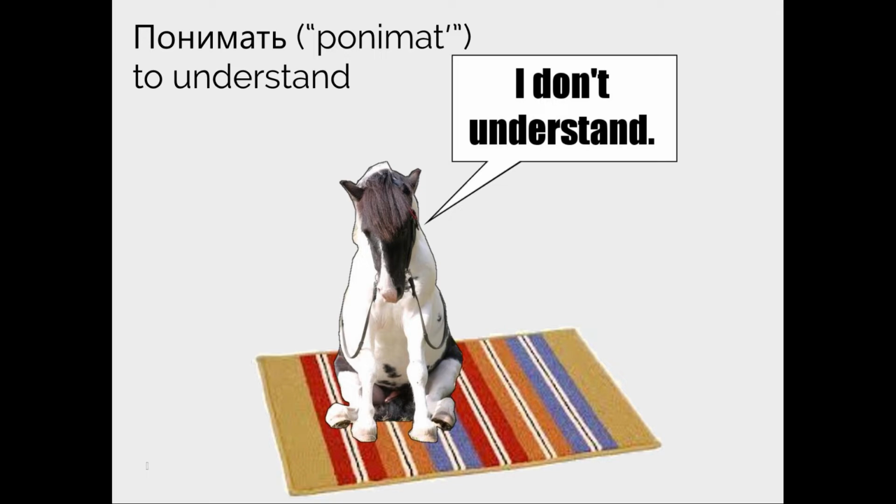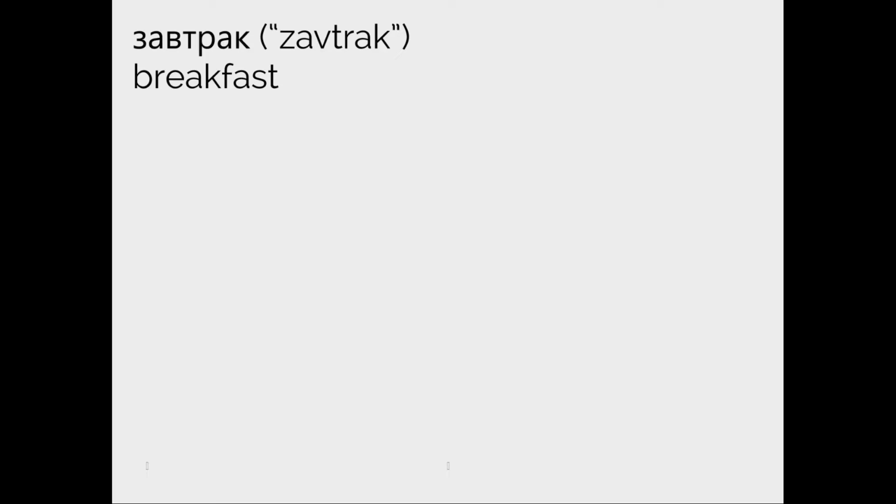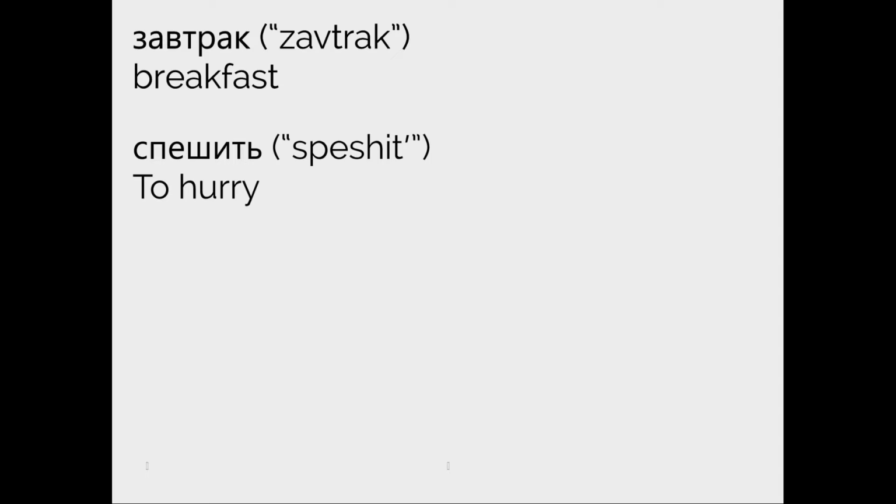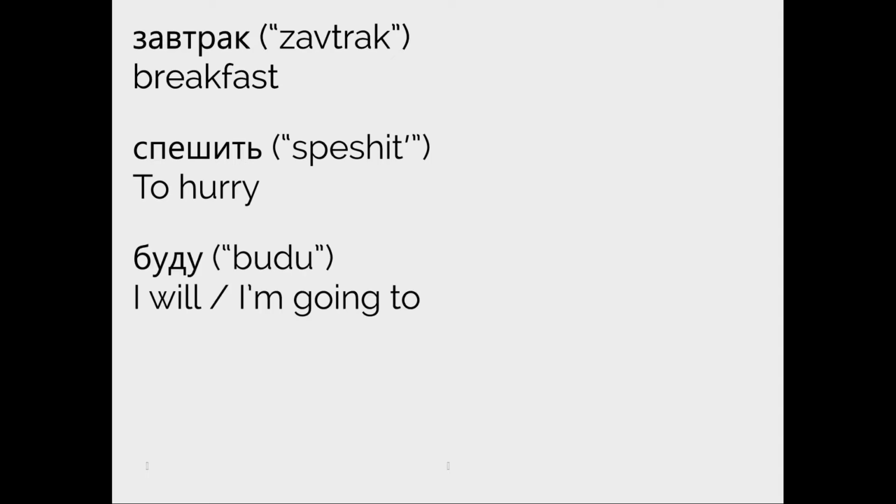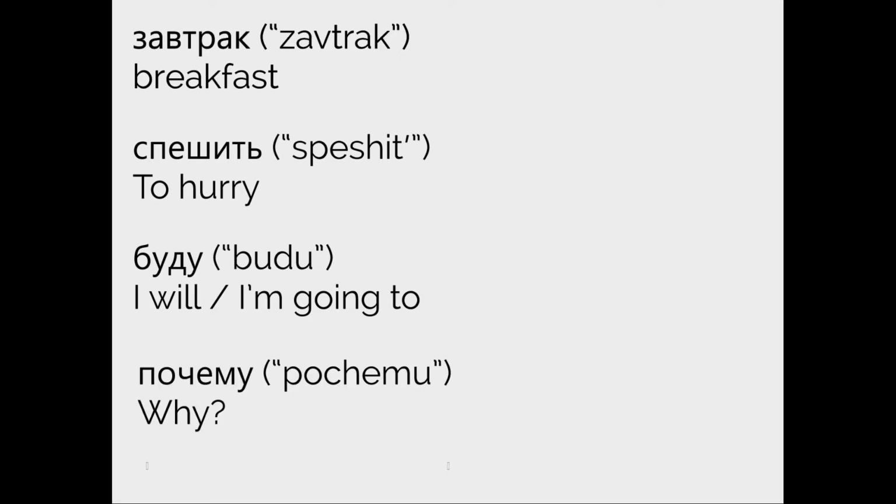And it worked for all sorts of other words. You got zavtrak, breakfast, sitting in a truck having breakfast with a Tsar, spisic, to rush. Humans are the only species to rush. Budu, I will or I'm going to. Buddha is the future. Pachimu, why? You need to ask this when your knowledge is patchy and there's a cow. Moo. Okay, not perfect, but it worked. I still remember it. All these years later.